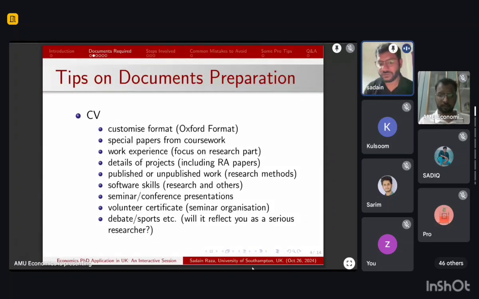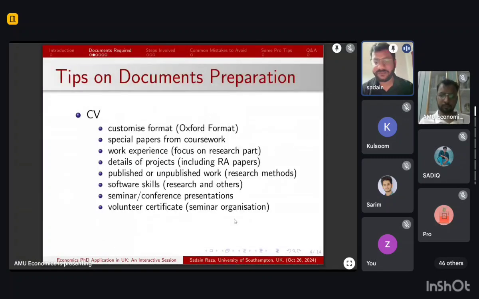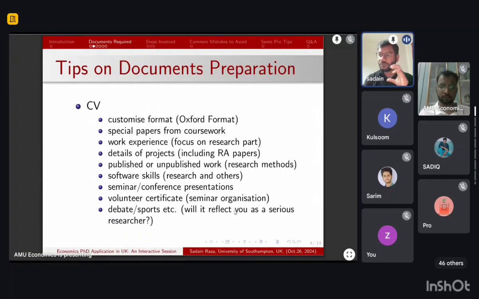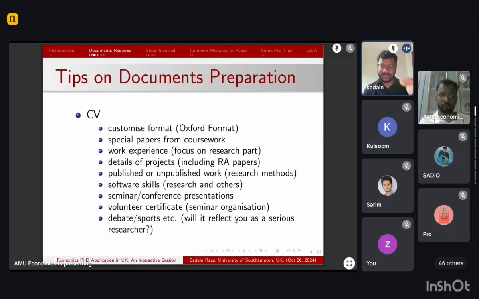Like debates, sports, these are good things. You should mention them. Some of the universities even have a sports quota, but you should always be careful that your CV should reflect that you are a serious researcher, or you are a potential serious researcher. Okay, go to the next slide.